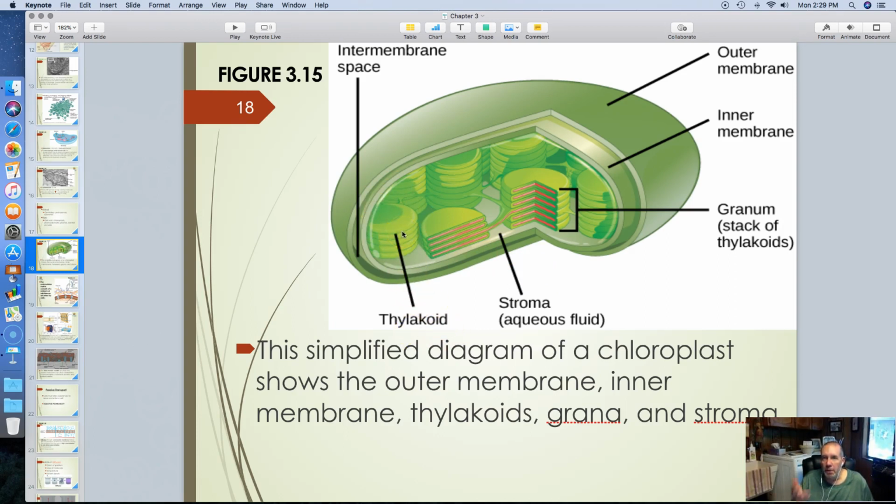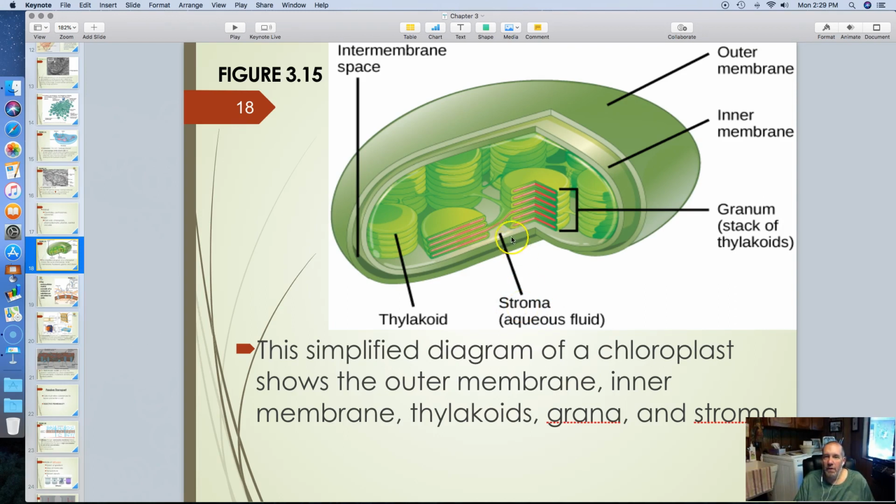Think of a bunch of plates stacked up on a counter in your kitchen. Each one of these is individually a thylakoid. The entire stack of these thylakoids together is called a granum. And then in between those grana is just space, sort of liquid space. And that space is actually called stroma.